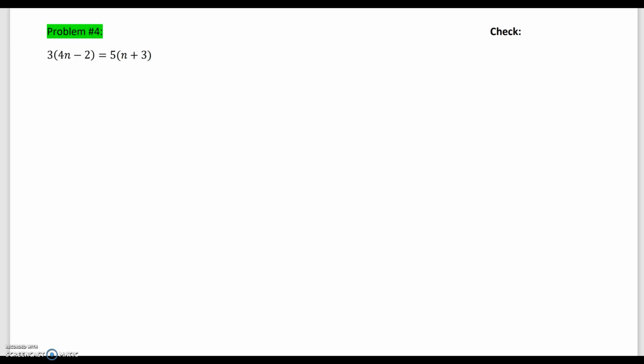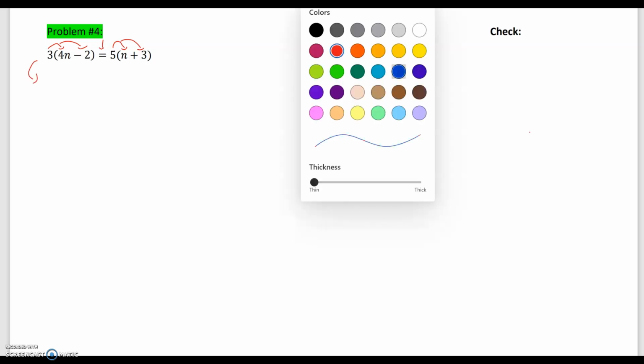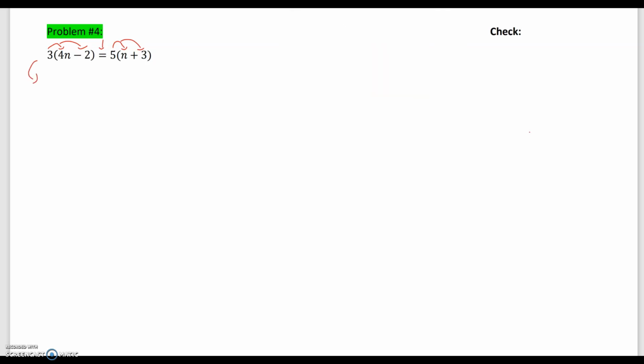Hi class, let's take a look at example 4. Now, in example 4, we have to be a little bit careful because, technically, if you take a look at the equal sign, there are expressions on both sides of the equation. So by the distributive property, the 5 has to multiply these two, then the 3 has to multiply these two. So let me distribute and start simplifying both sides of the equation.